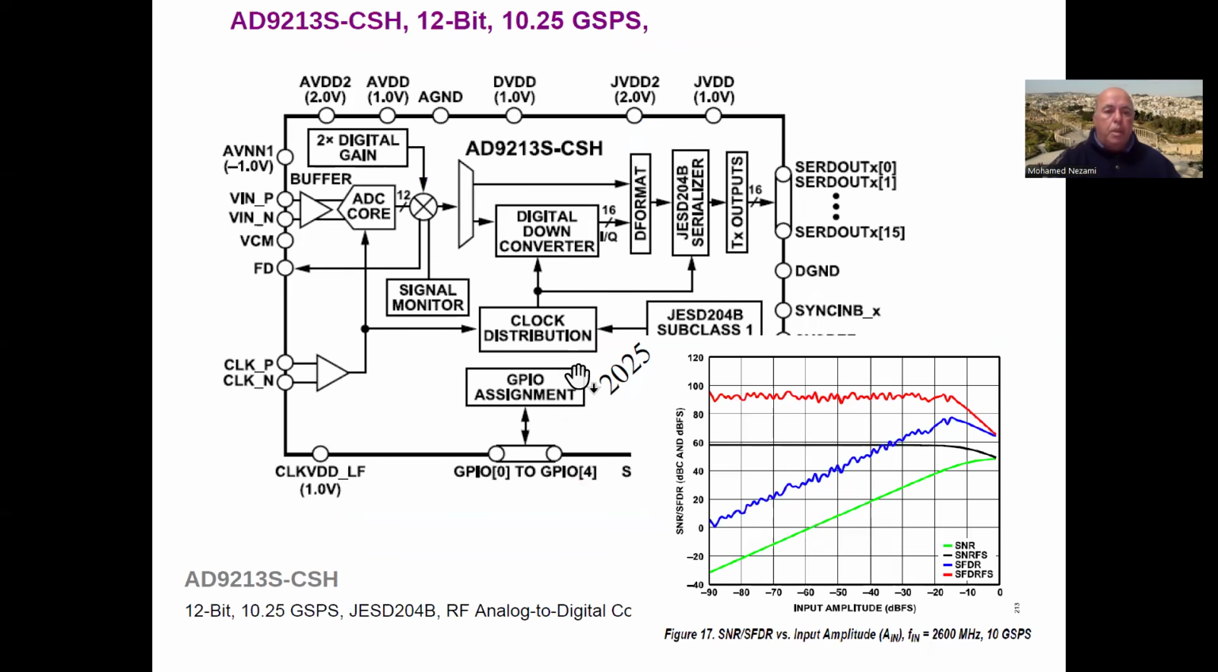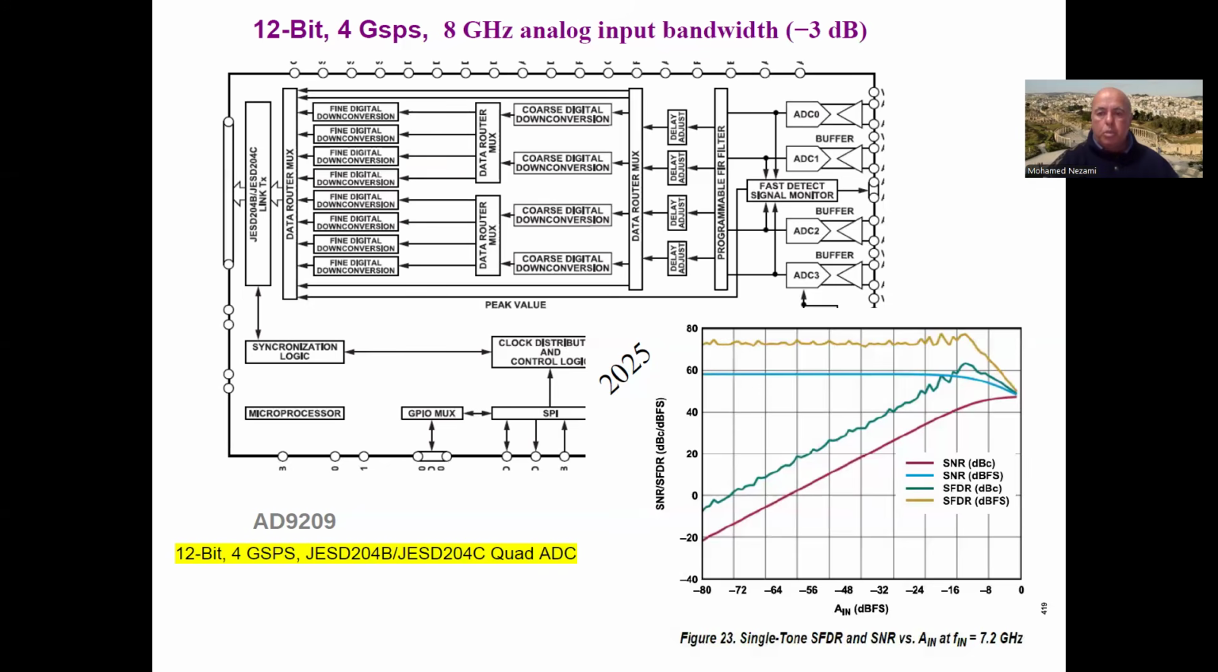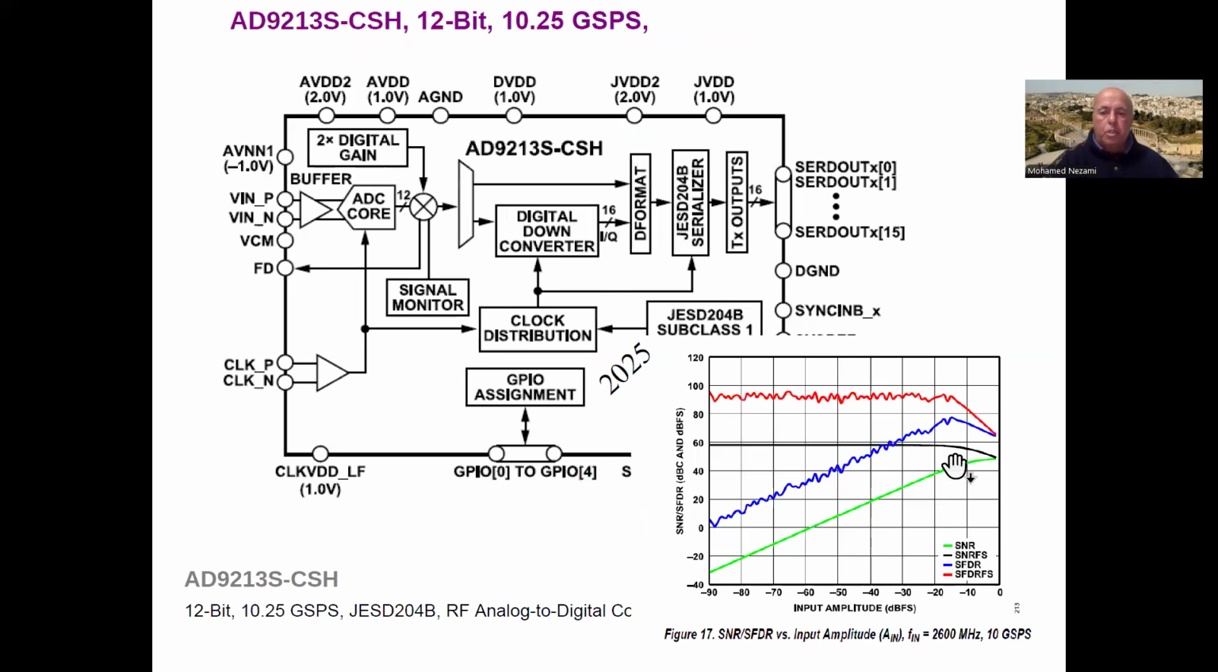All right, here's another one, and this is from ADI, Analog Devices. Same thing, this one runs at 10.25 gigasamples per second. You can see here they tested this with 2.6 gigahertz. Let me go back and see. This was tested at 7.2 gigahertz. So this result in here was tested at 2.6 gigahertz at 10 gigasamples per second. And you can see that it's pretty good.